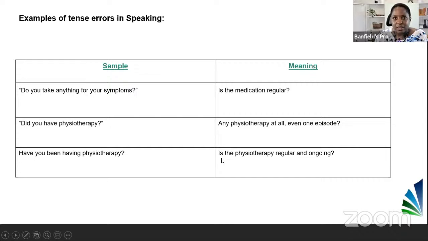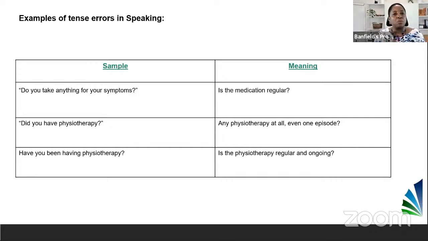Because this is a very precise question. It means, are you taking the physiotherapy regularly? Is it regular and ongoing? And then you get the truth. It's like, well, I went to one, but I didn't go back. Okay. So this is why asking questions using correct tense forms can be important.